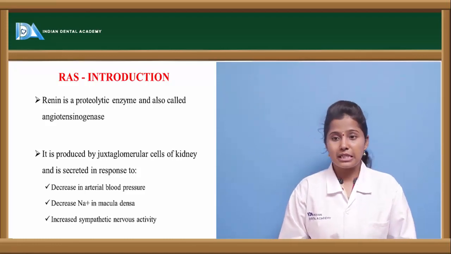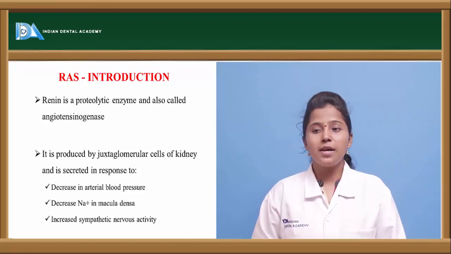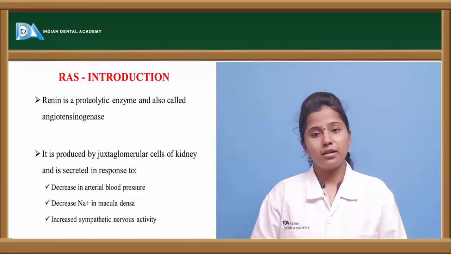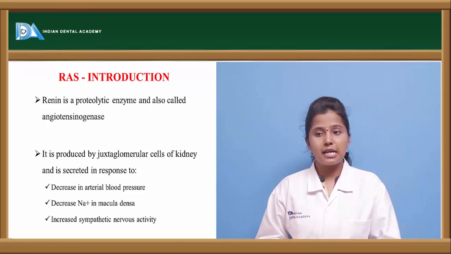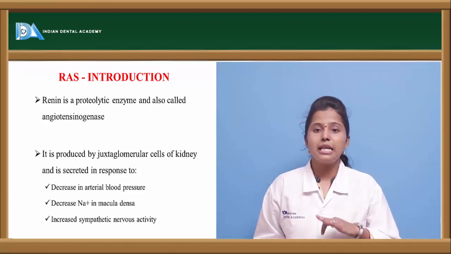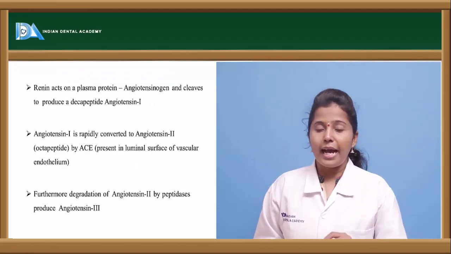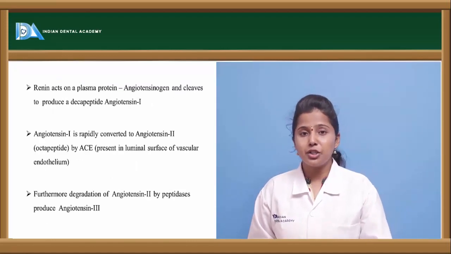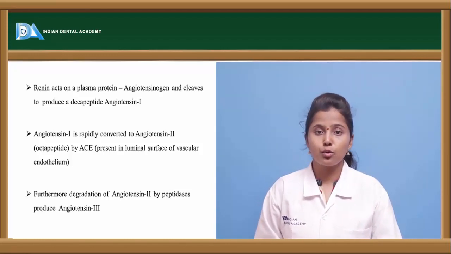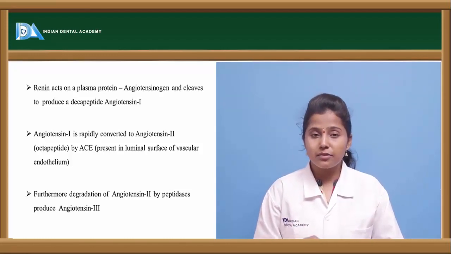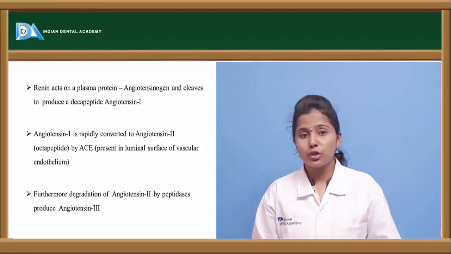If there is decreased arterial blood pressure, renin is released. Decreased sodium levels also cause renin release, and so does increased sympathetic nervous system activity. In these three conditions, renin is released into the body in excess amount. Renin is a plasma protein. When angiotensinogen is released from the liver, renin converts angiotensinogen to angiotensin 1.